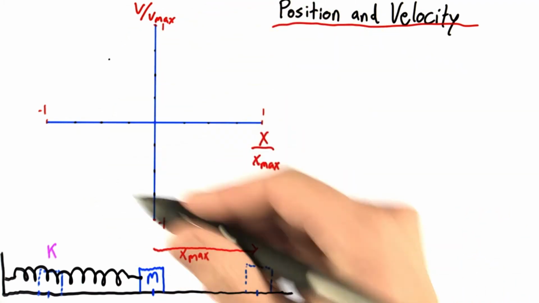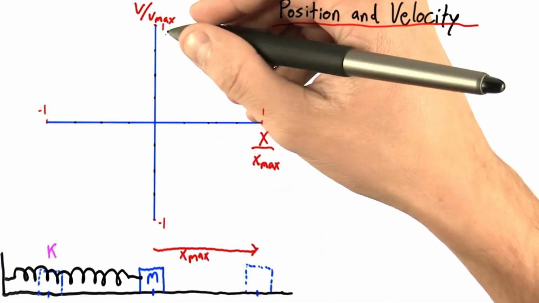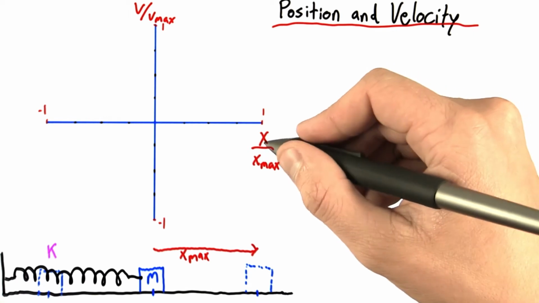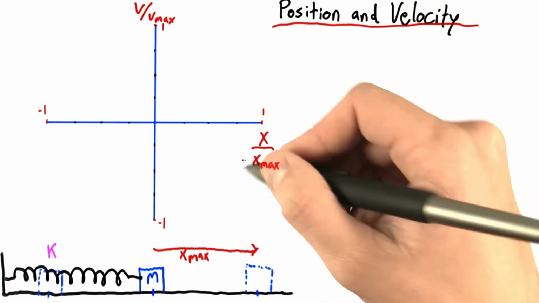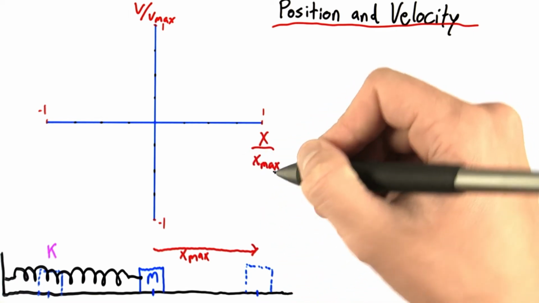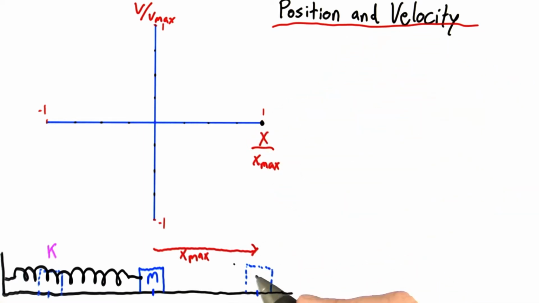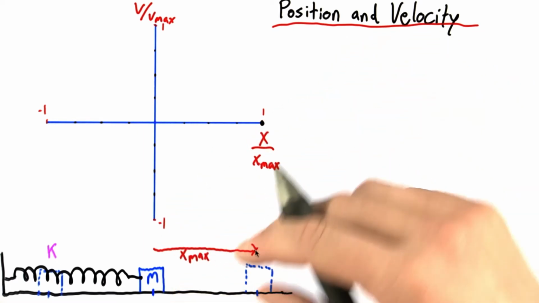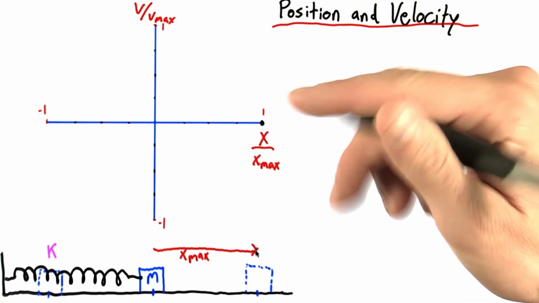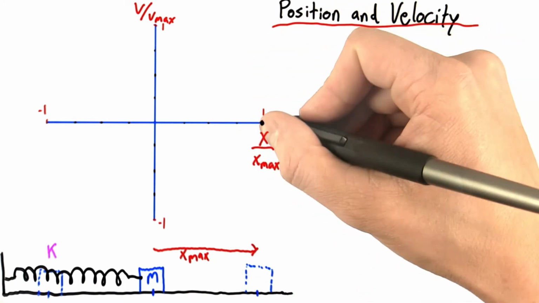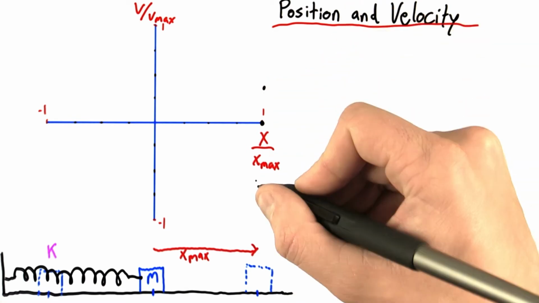This graph is a graph of position versus velocity. So on the x-axis here, we have position, and I've divided by x max, the maximum possible position. So if I were to put a dot here, that would mean that at some point in time, the mass was all the way at the maximum possible position. That's why this number is 1. And notice that I've put it here. I didn't put the dot here or here.